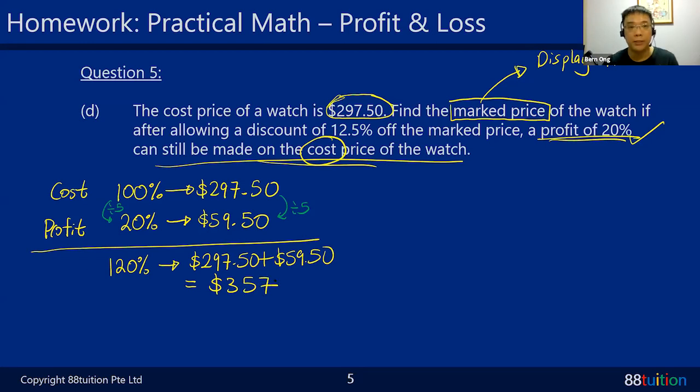Can you see? So this 357 is what I must get at the end of the day. I don't care. So this one is what we call the discounted price.